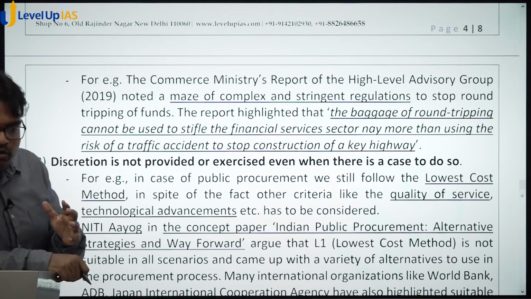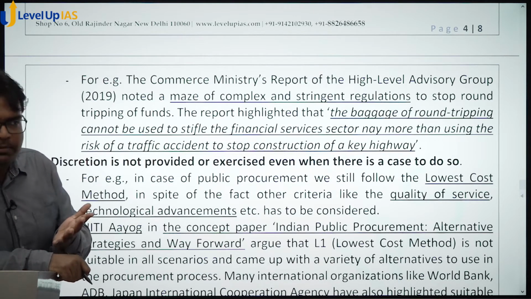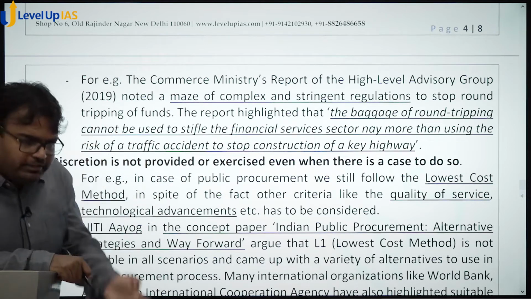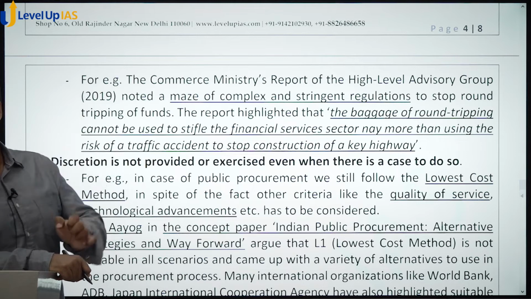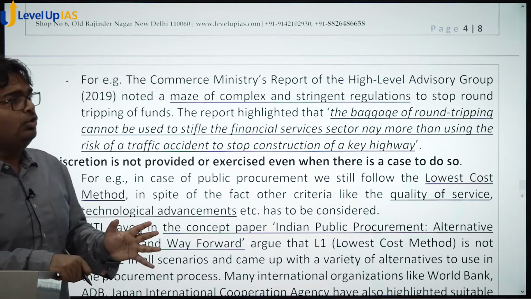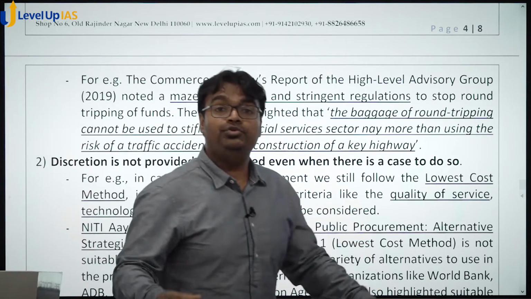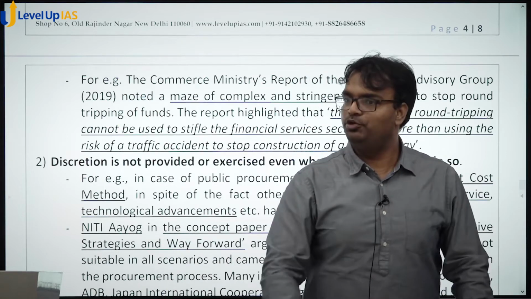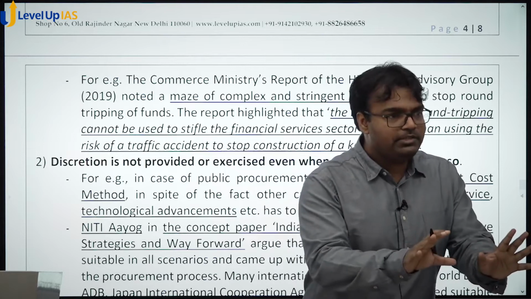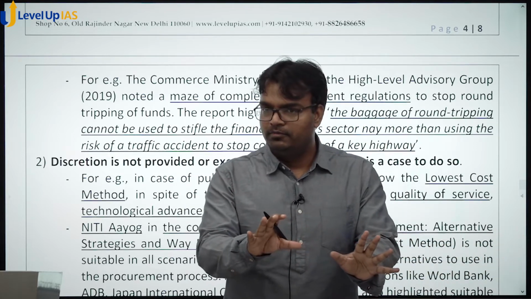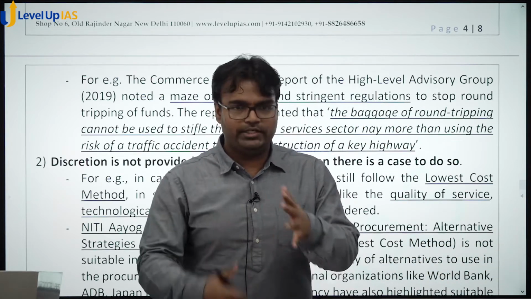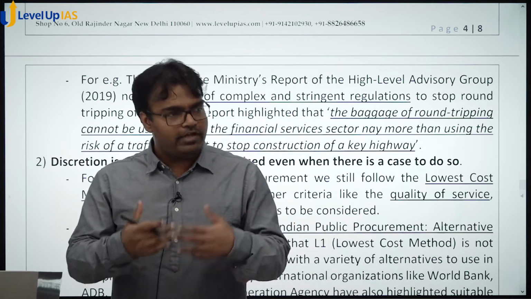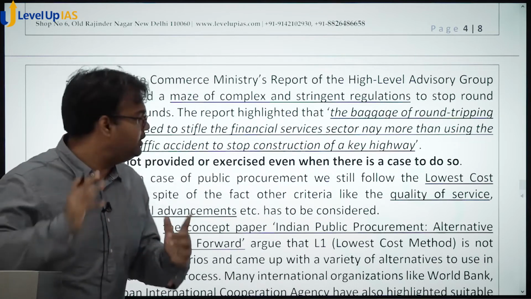They say that in order to prevent black money, round tripping, you have come up with so much regulation that it has made the functioning of the financial sector difficult. They compare it to saying, because road accidents may happen, do not promote the transportation sector, make transportation difficult. That's not something that should be done. By over-regulating, you should not create a situation where the functioning of that organization becomes difficult.